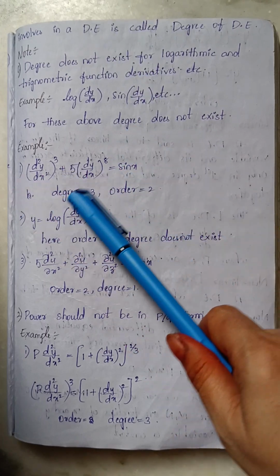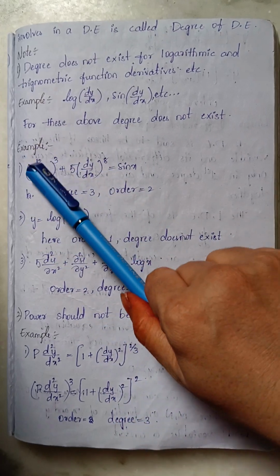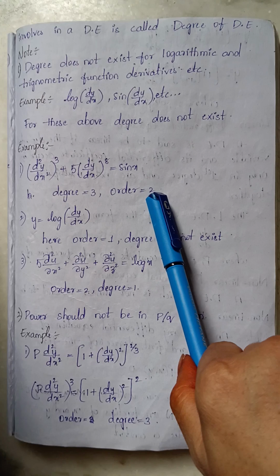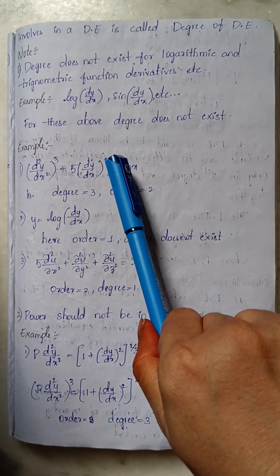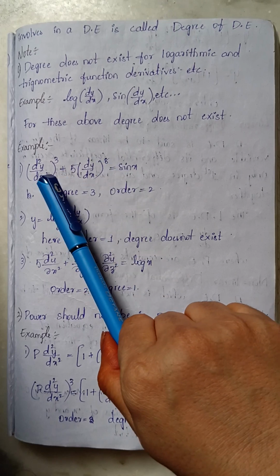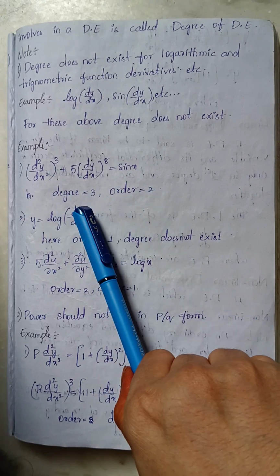See here, in this question, what is the highest order? We are taking the second derivative, so the order is 2. And what is the highest power of this? 3. Here the highest power is 8, but what we should take is the highest order derivative. That power is nothing but the degree. That's why here the degree is 3.